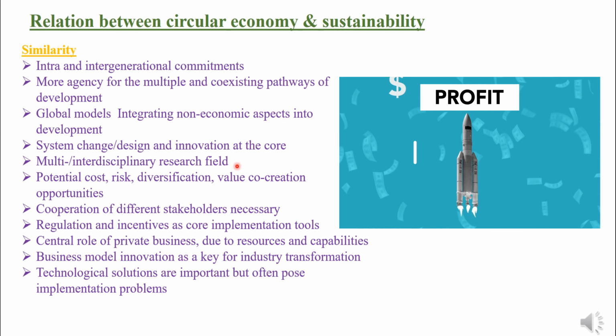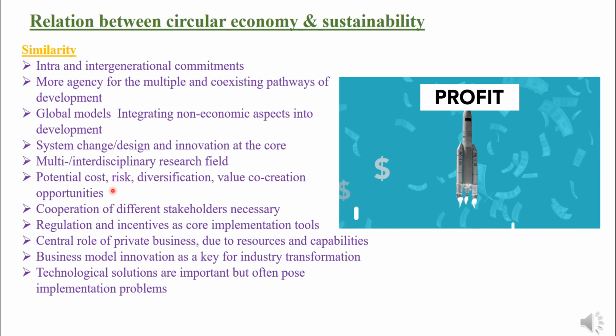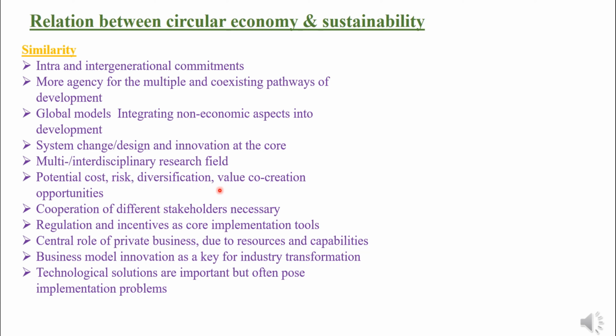Then potential cost risk diversification and correlation opportunities are there in both concepts. Cooperation of different stakeholders is necessary for both concepts, without them it is not possible. Then regulation and incentives are the core implementation tools. Central role of private business, and due to resources and capabilities, business model innovation is key for industry transformation.